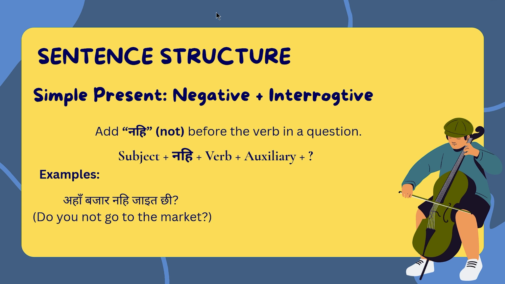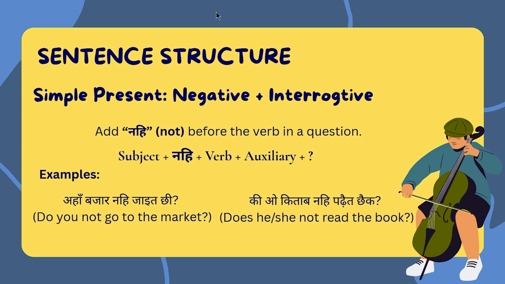Aha bajar nahi jaichi. Notice the intonation. Nahi jaichi. Do you not go to the market? Or ki o kitab nahi padhe chhe. Does he or she not read the book? So nahi again precedes the verb and there is an intonation to suggest the question.